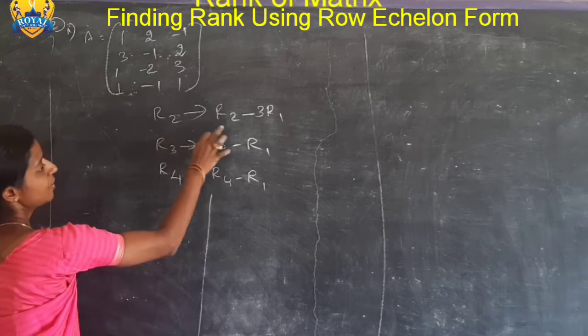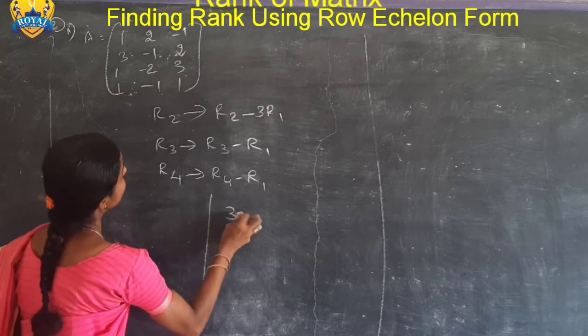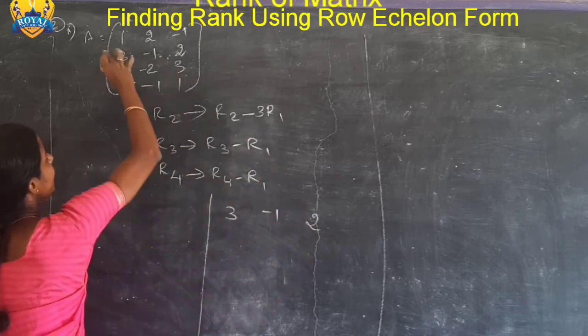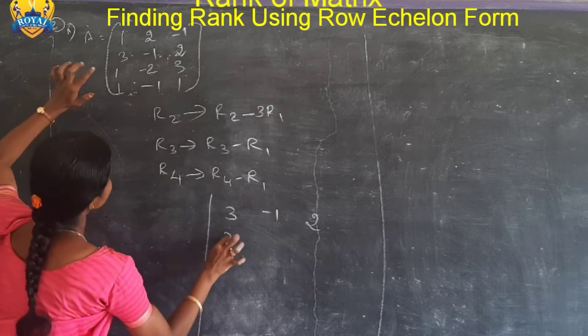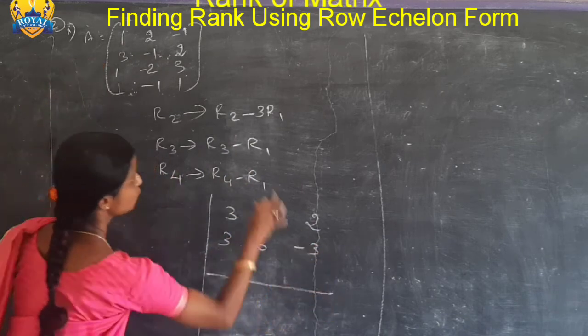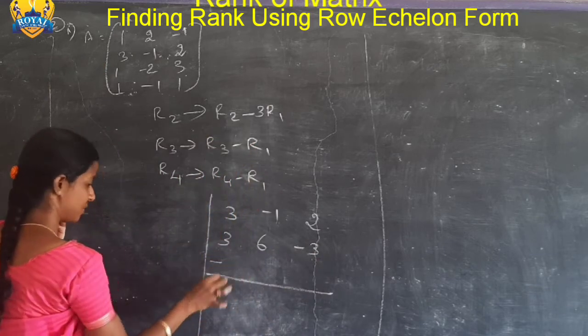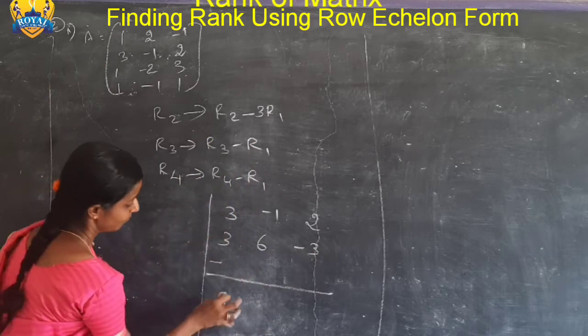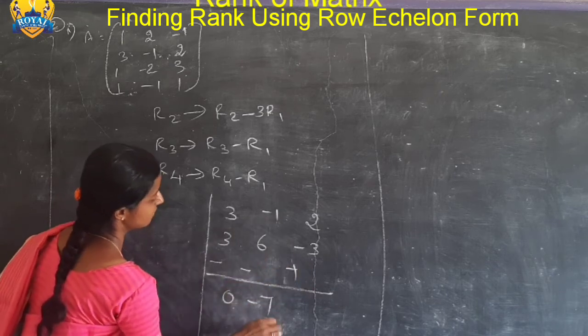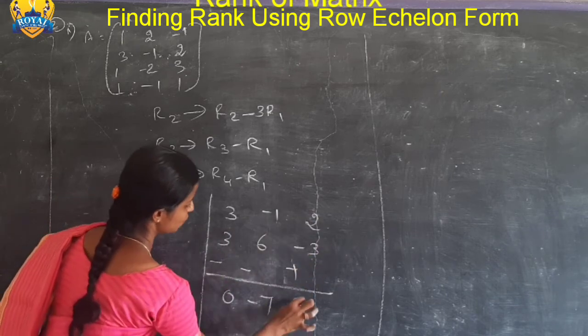What is my row 2? 3 minus 1, 2. R1 you multiply by 3: 3 ones are 3, 3 twos are 6, minus 3. So I need to subtract, only then I get 0. So 0, minus 1 minus 6 is minus 7, plus 3 plus 2 is plus 5.